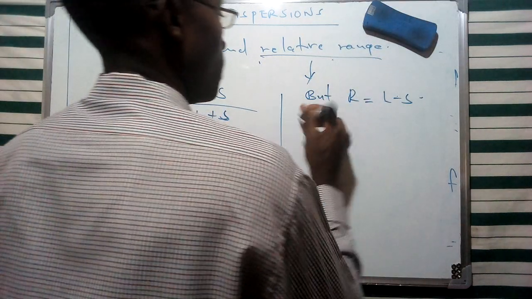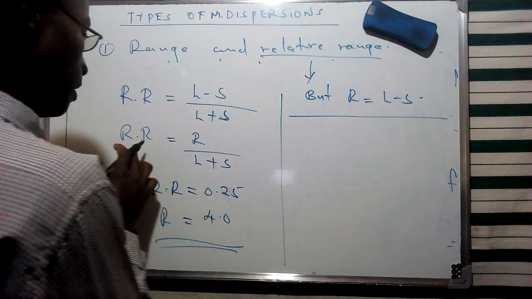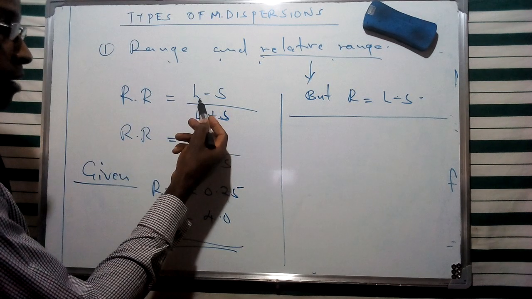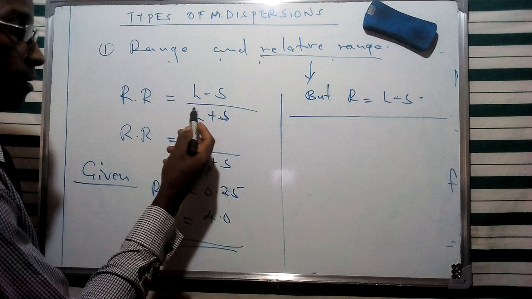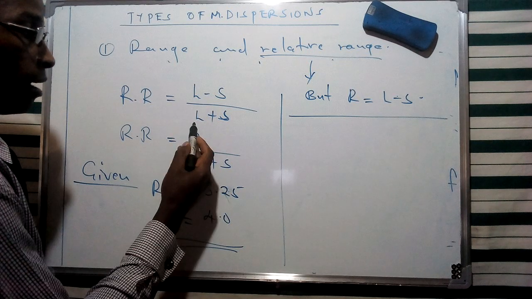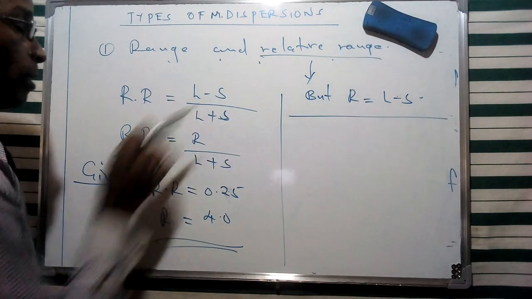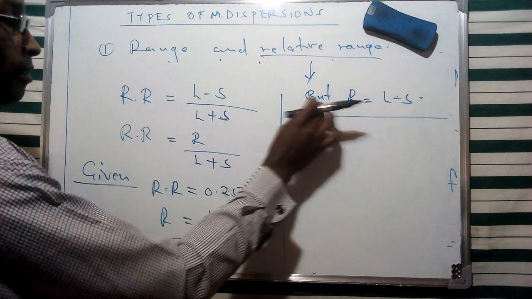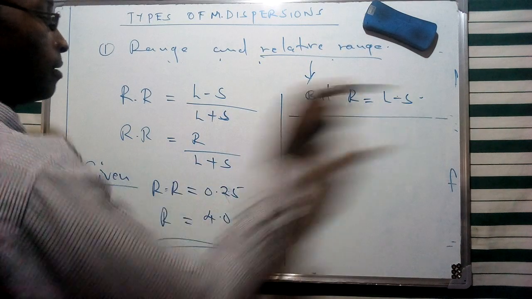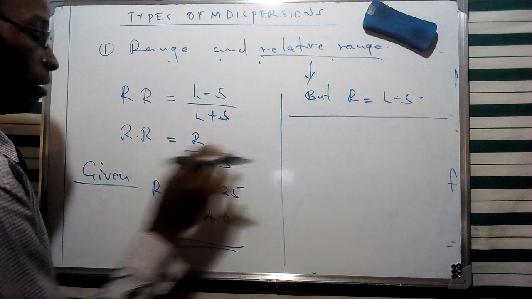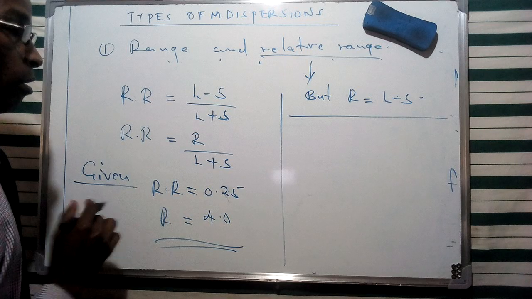So I've said that relative range is given as the ratio between the difference between the largest and the smallest value, over the sum of the largest and the smallest value. But we had said that a range can be given as the largest minus the smallest value, and that's going to form our numerator for this specific ratio.